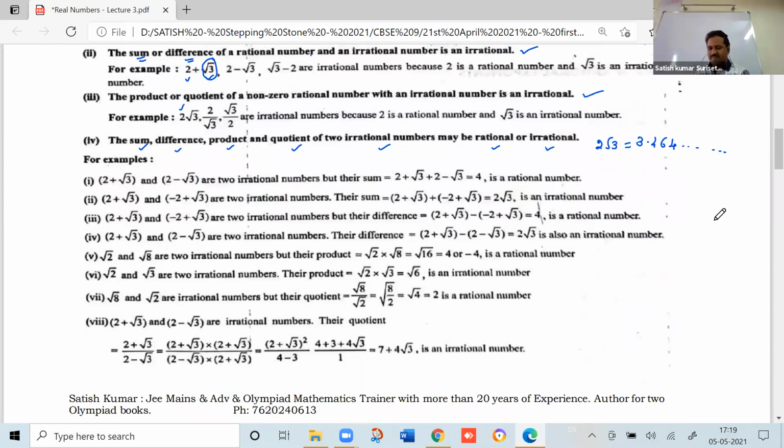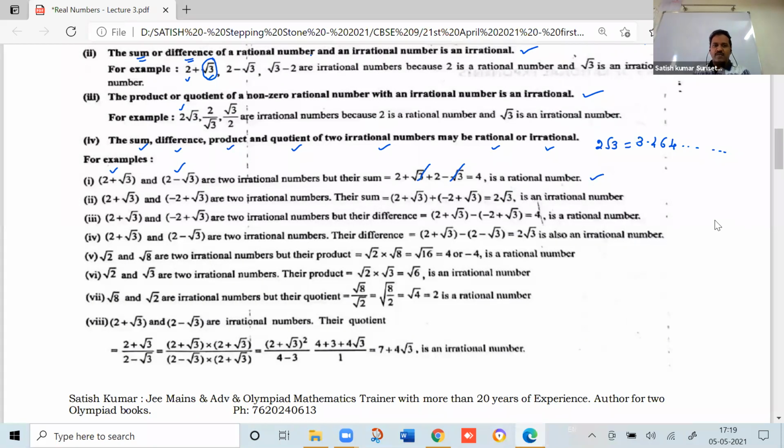Observe this. 2 plus root 3 and 2 minus root 3. Previously we have discussed, 2 plus root 3 is irrational and 2 minus root 3 is also irrational. Now if I add these two, that is 2 plus root 3 plus 2 minus root 3, root 3 will get cancelled. So what is the remaining now? 4, which is a rational number. That is, the sum of two irrational numbers is a rational number with this example.